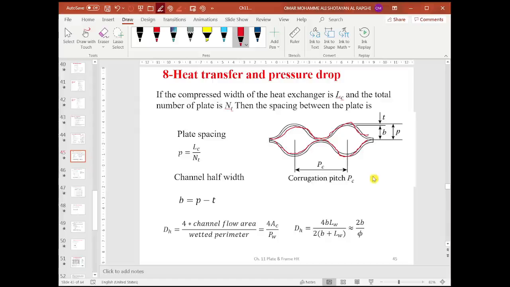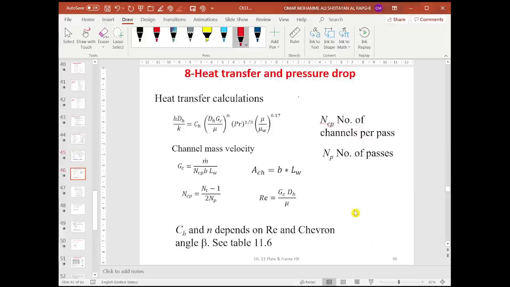If you have several plates compressed together and the total compressed length is LC, if you divide LC by the total number of plates, you get the plate spacing P. If you subtract the thickness of the plate from P, you get what we call b, which is half the width, a very important characteristic length. The hydraulic diameter for the flow between the plates is defined as 2b divided by phi, where phi is the enlargement factor, as we said before.